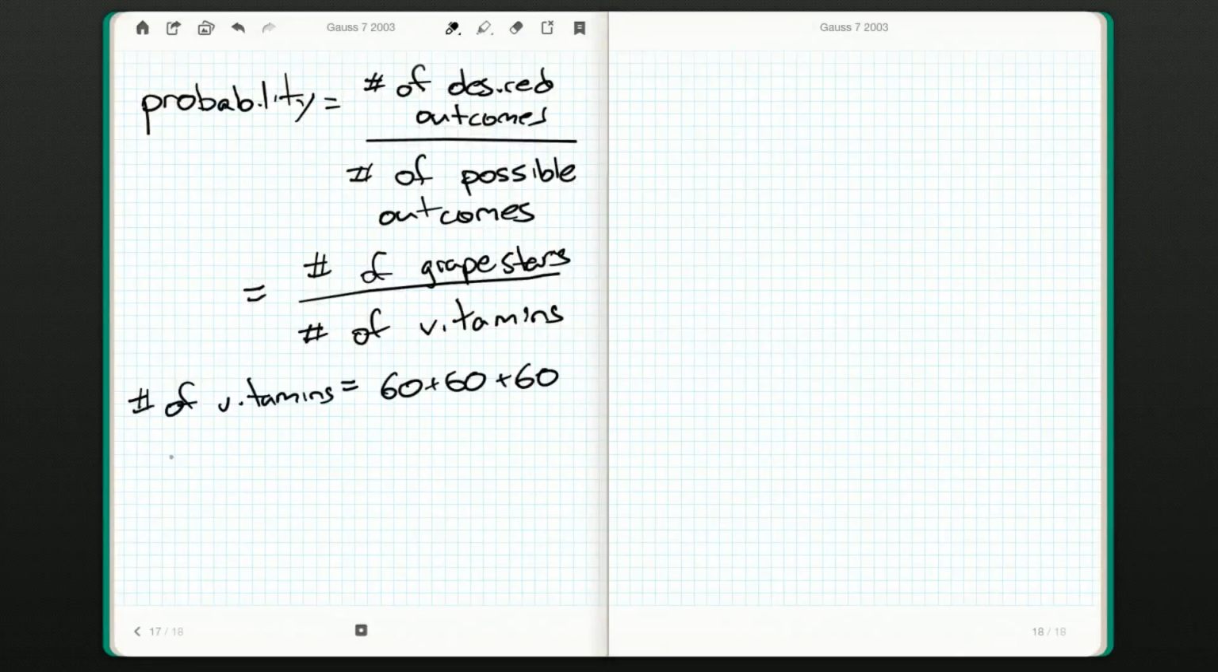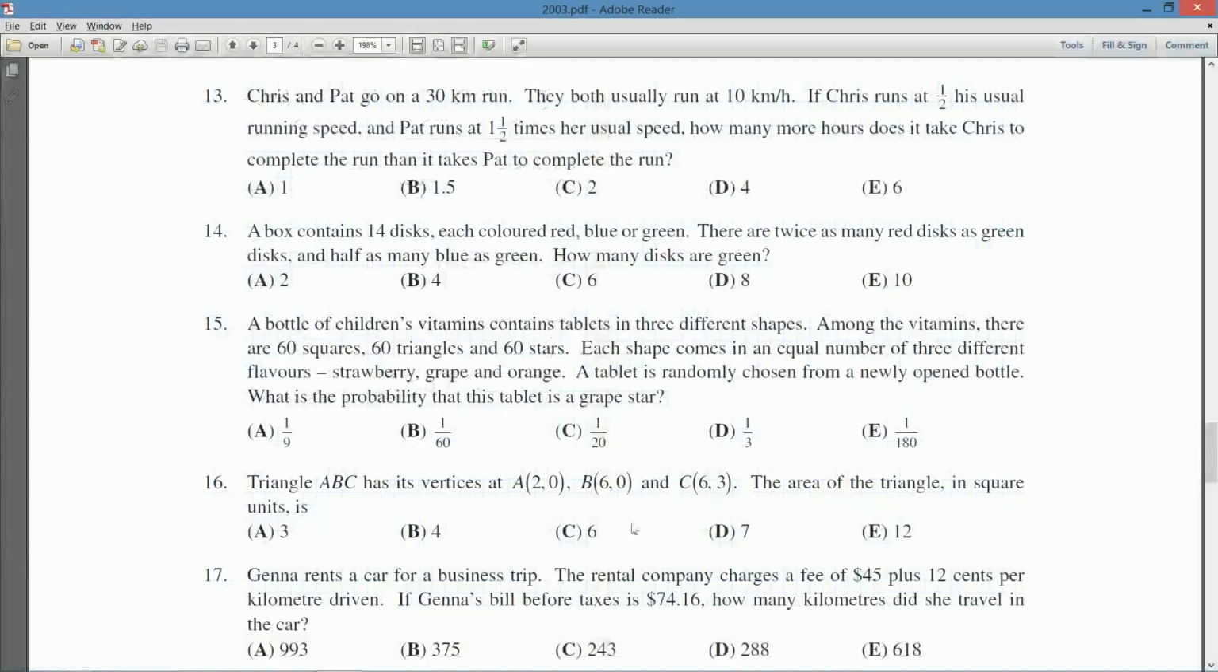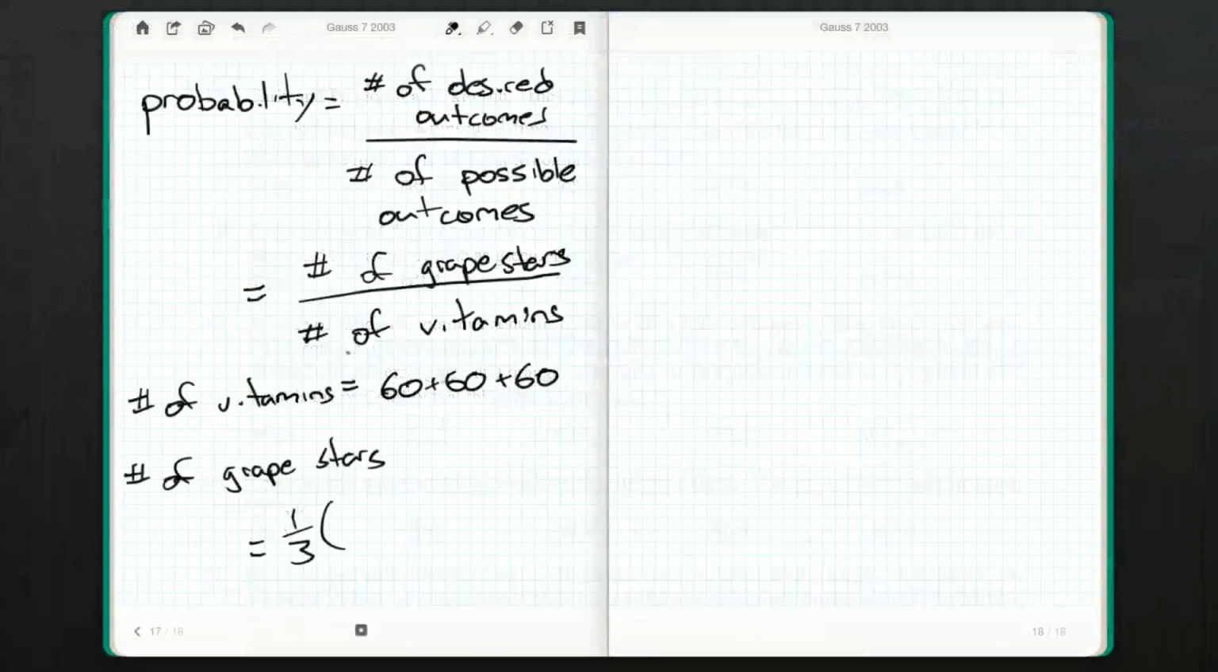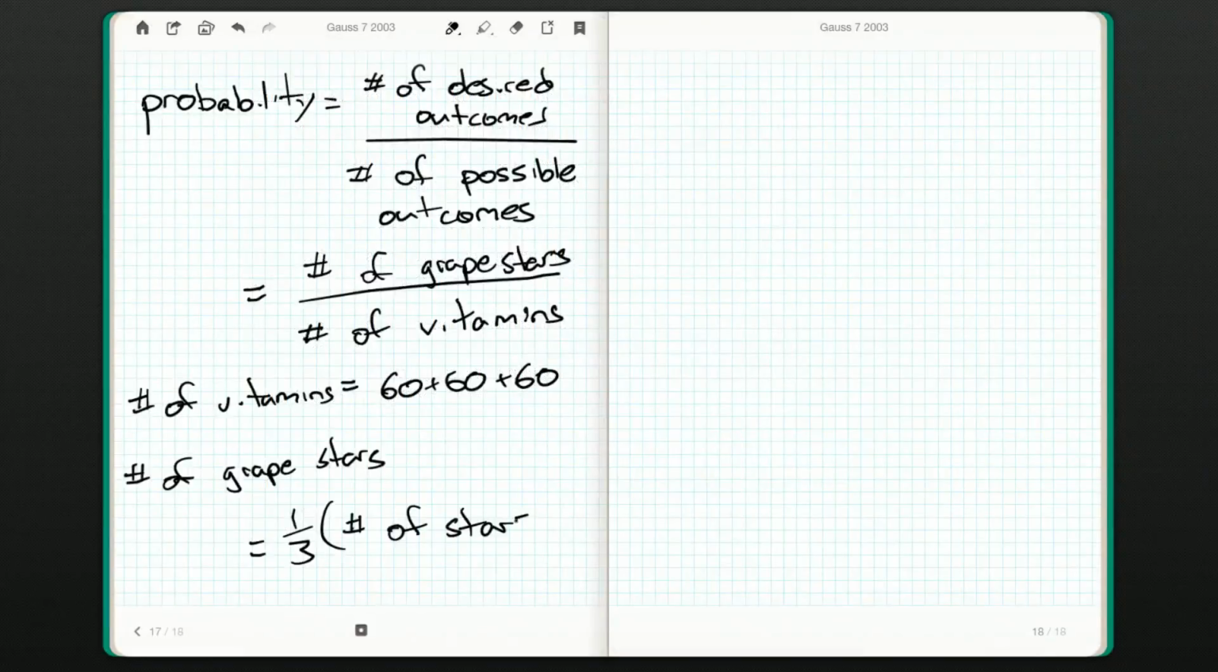Great. Now, how about the number of grape stars? Well, the number of stars that are grape is a third of them. We're told that in the question. Each of these groups is then equally broken down amongst the 3 flavors, strawberry, grape, and orange. So even if you're just looking at the triangles, a third of all the triangles are grape. A third of all the stars are grape. A third of all the squares are grape.